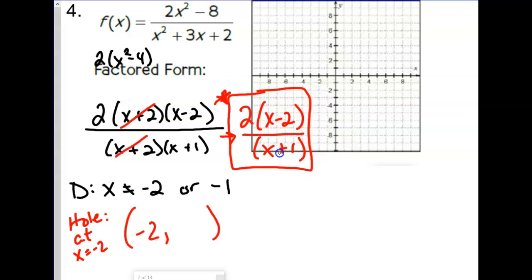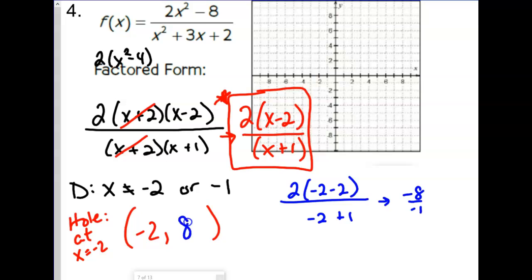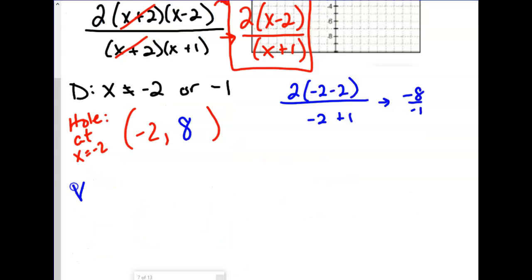All right, plugging in a -2 into this new reduced function. You get 2 times -2 minus 2 over -2 plus 1. So that is -8 over -1, better known as 8. So you need to graph me a hole at -2, 8. Now, Daniel said if he knew off the top of his head what this one looked like, he could graph it. You don't. Okay, so now let's talk about step 3 on the card, which says state any vertical asymptotes.